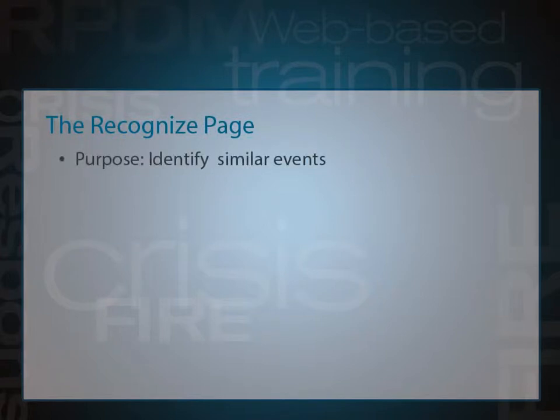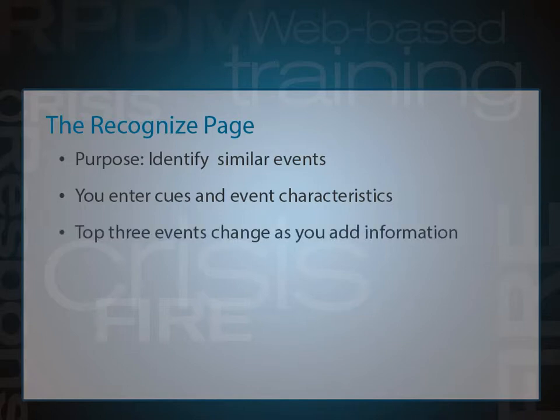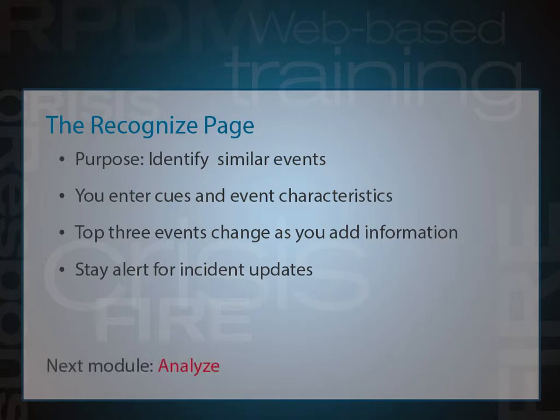This completes our review of the Recognize page. As a quick recap, the purpose of the Recognize page is to identify events similar to the one that you're working on. You'll do this by entering cues and event characteristics that will help the system narrow its search for the best matches. The events presented by the system at the bottom of the page will change as you provide the system more information. On the Recognize page and on other pages, you'll have to stay alert to the information about changing conditions presented through incident updates. In the next module, we'll discuss the Analyze page.